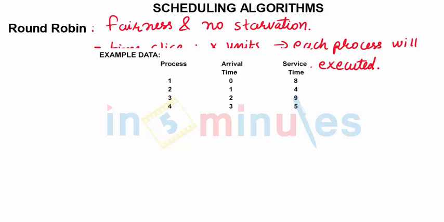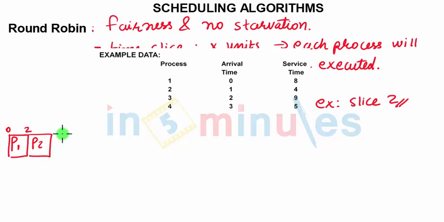Consider an example. We have P1, P2, P3, P4. Now let's try to understand how things are going to work. For the current example, we are taking a slice of 2. How would it happen? P1 would start from 0 to 2. Immediately it is stopped. The next one coming in is P2, which runs for another 2 cycles, followed by P3, which is for another 2 cycles, followed by P4, which is for another 2 cycles.